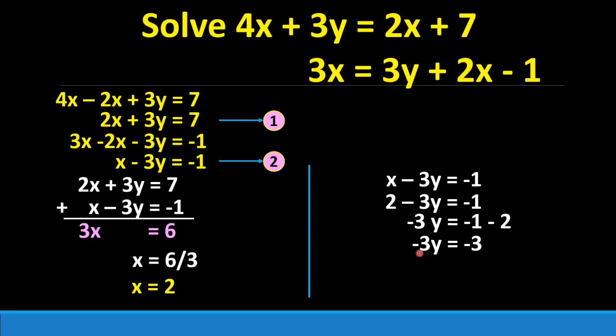Since on both the sides there are minus signs or the negative signs, we can eliminate it or we can ignore these signs and it will be 3y is equal to 3. So y is equal to 3 divided by 3. Hence y is equal to 1. So the solutions of these equations is that x is equal to 2 and y is equal to 1.